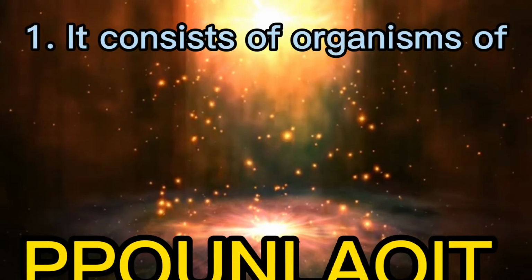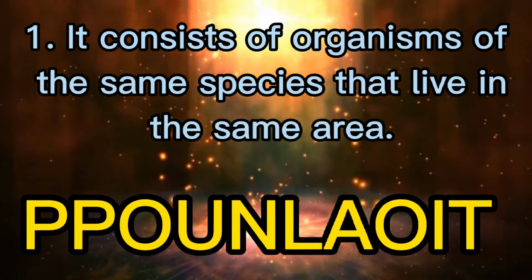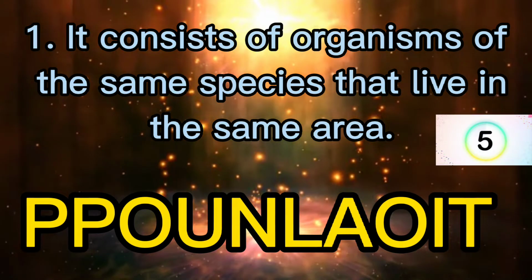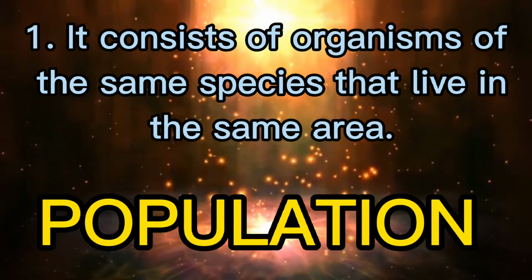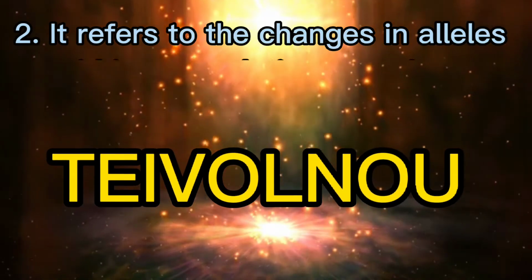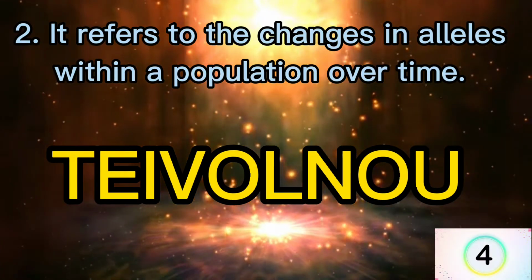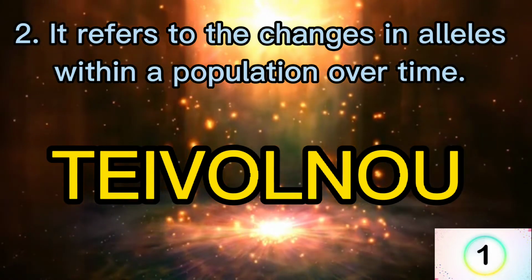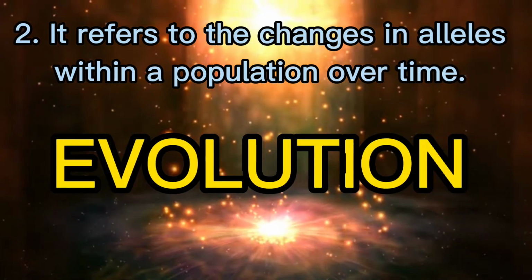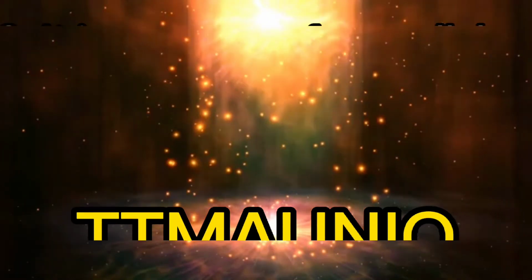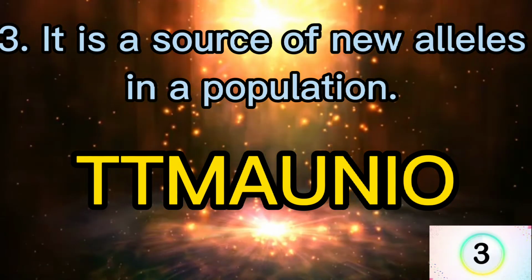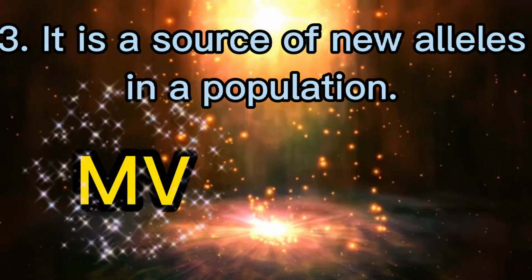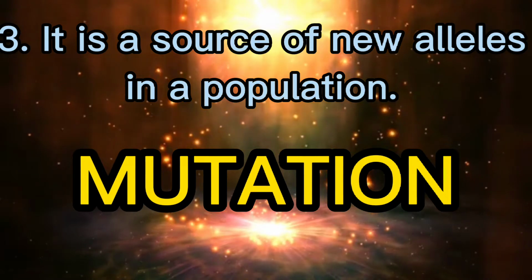Number 1. It consists of organisms of the same species that live in the same area. Very good. The correct answer is population. Number 2. It refers to the changes in alleles within a population over time. Very good. The correct answer is evolution. Number 3. It is a source of new alleles in a population. You're right. The correct answer is mutation.